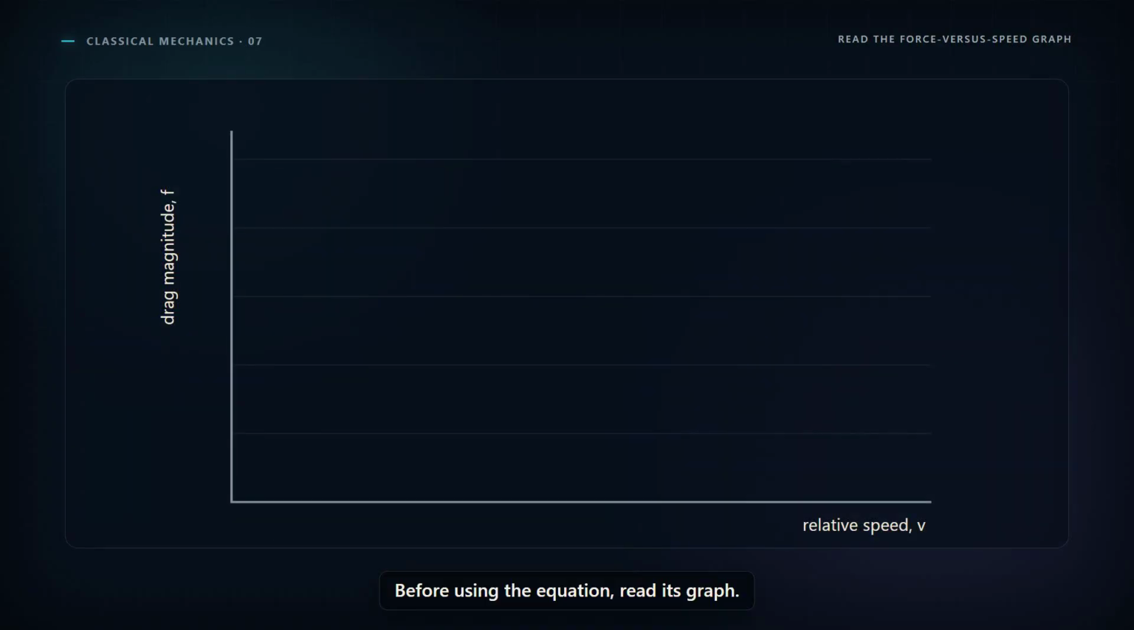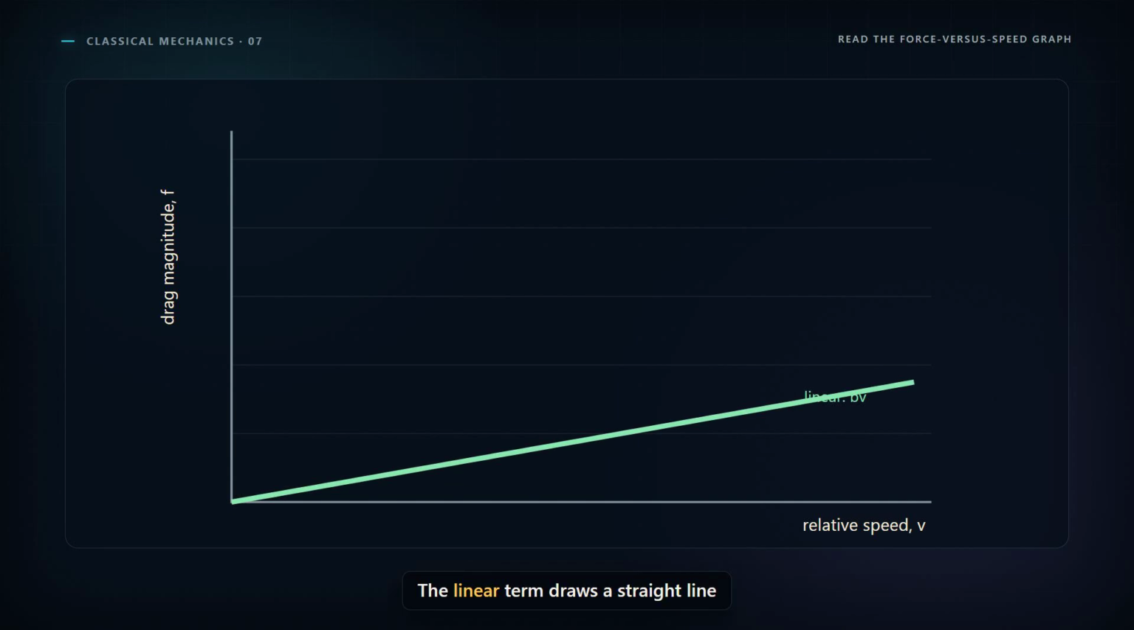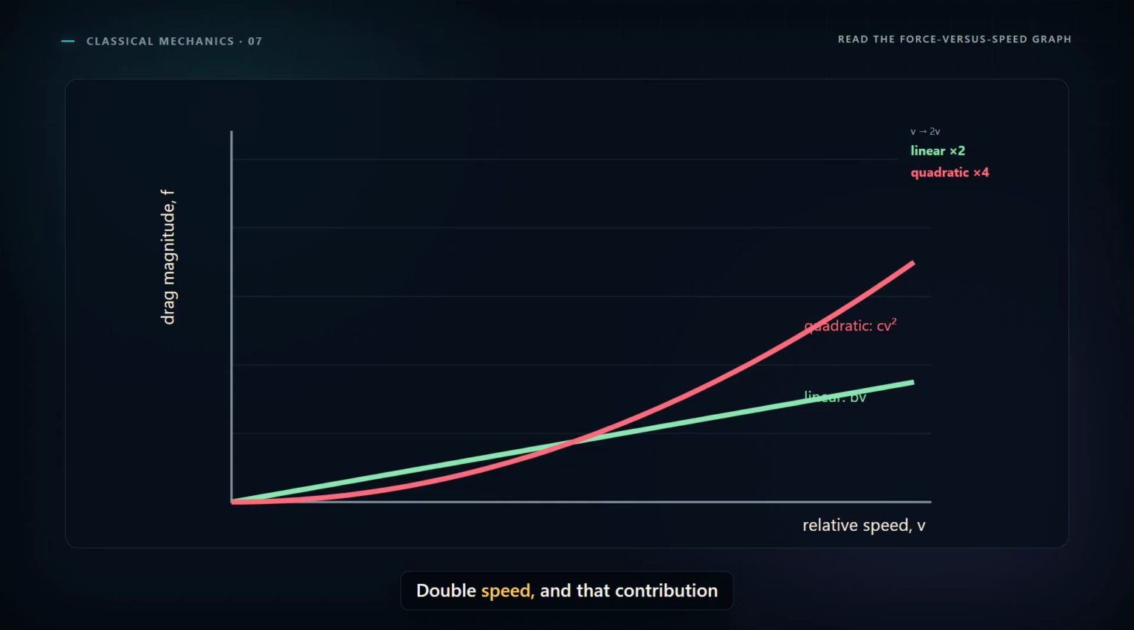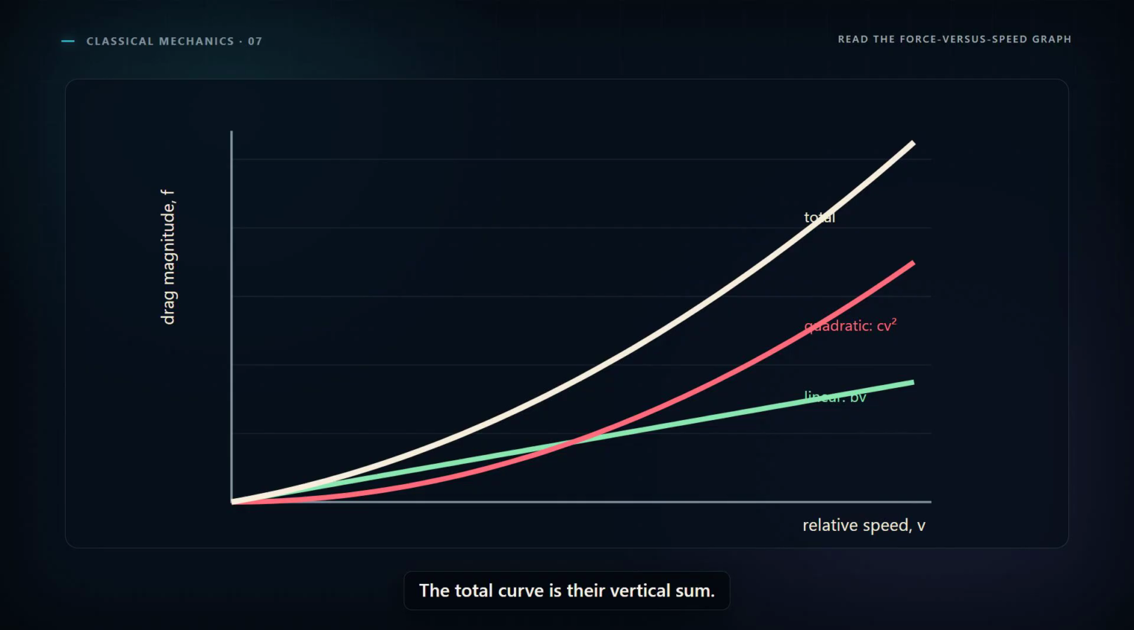Before using the equation, read its graph. Speed lies along the horizontal axis, drag magnitude lies vertically. The linear term draws a straight line from the origin. Double speed, and that contribution doubles. The quadratic term begins flatter, but curves upward. Double speed, and that contribution becomes 4 times as large. The total curve is their vertical sum. At low speed, the straight line contribution lies above the parabola. At high speed, the parabola overtakes it. The graph shows why a baseball's drag can grow much more rapidly than its speed. It also turns a vague phrase, like low speed, into a question we can calculate.